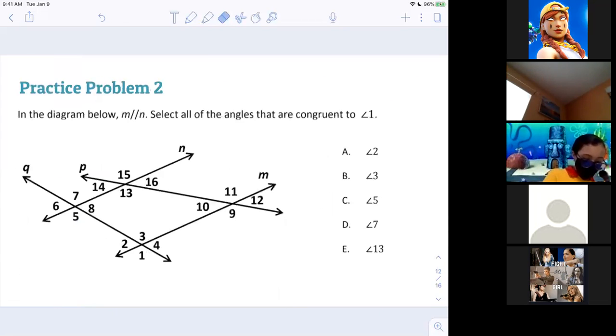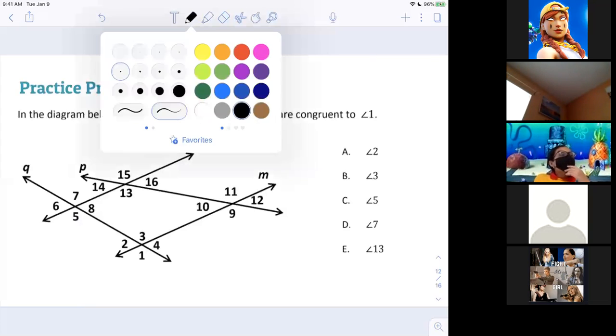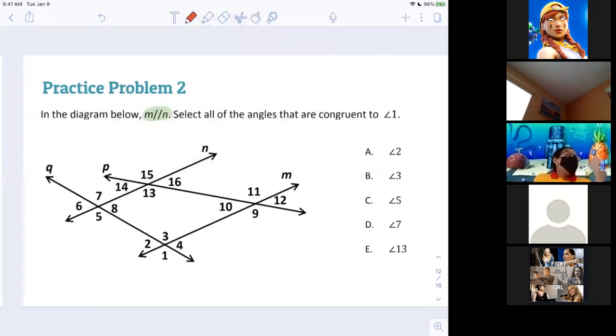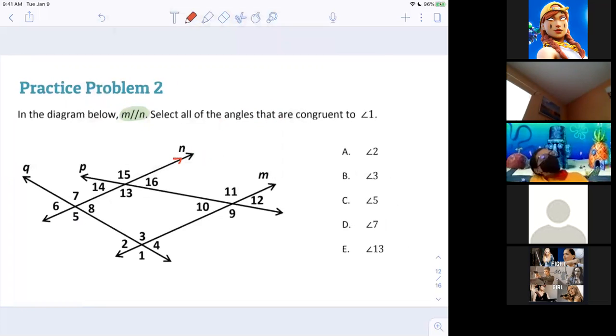All right, let's make things super interesting now. For this one, I don't need you to copy down the whole diagram. You can, but it'll just take you a while. I'd prefer if you just keep your eyes on the screen and base your answers off of that. But let's read very carefully, because they tell you M is parallel to N. So I'm going to draw my little tick marks, just like we had before, that tell me that line N is parallel to line M.